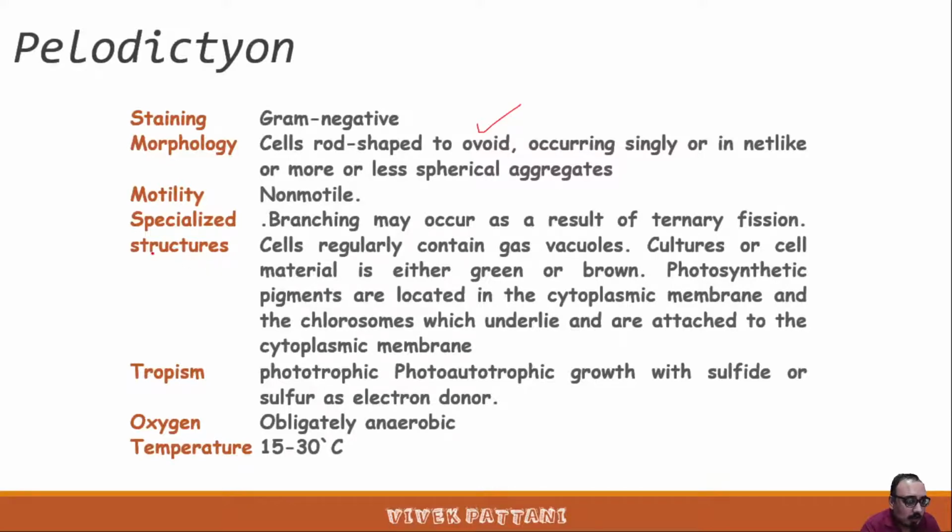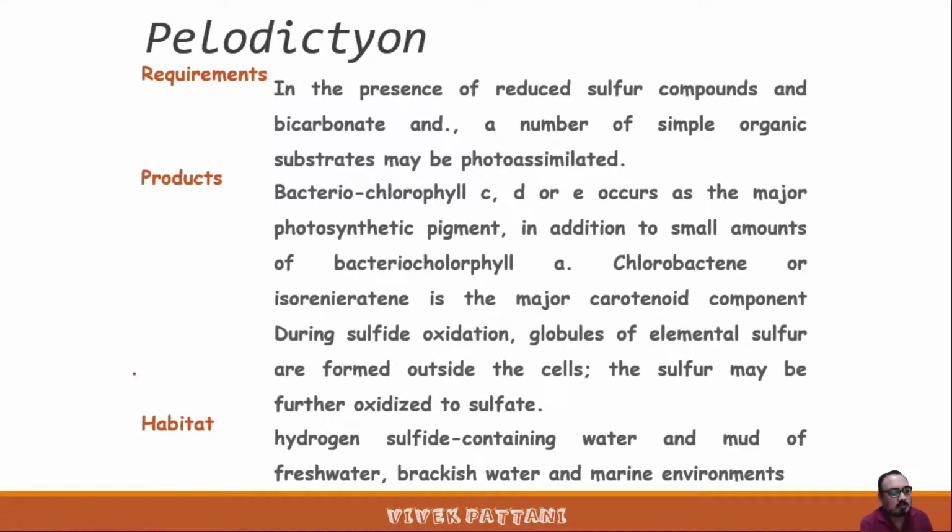Cells regularly contain gas vacuoles. Cultures or cell material is either green or brown. Photosynthetic pigments are located in the cytoplasmic membrane, and the chlorosomes which underlie and are attached to the cytoplasmic membrane. They are photoautotrophic, growing with sulfide or sulfur as the electron donor. They are obligately anaerobic with a temperature range of about 15 to 30 degrees Celsius.